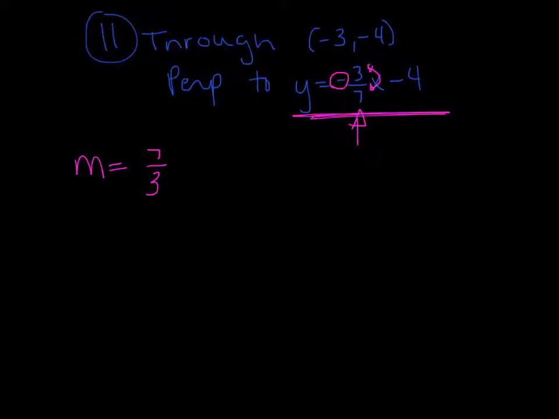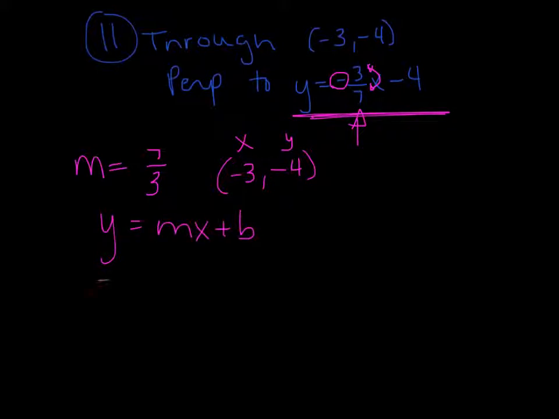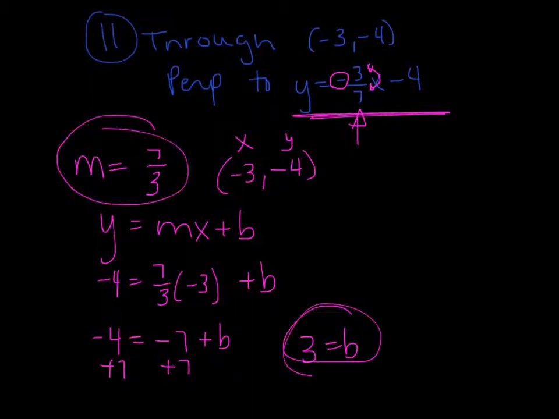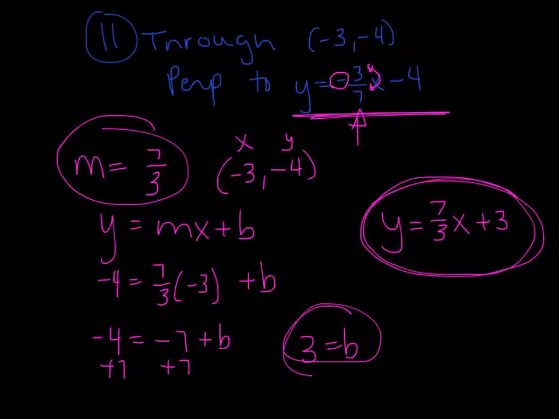So our slope is 7/3, and it goes through the point (-3, -4). So we have our x and our y, and we're going to plug everything in to y equals mx plus b. Then we're going to multiply 7/3 times -3. Add 7 to both sides. So we have b equals 3. So b equals 3, m equals 7/3. Our equation is y equals 7/3 x plus 3. And that's our answer that we're looking for.